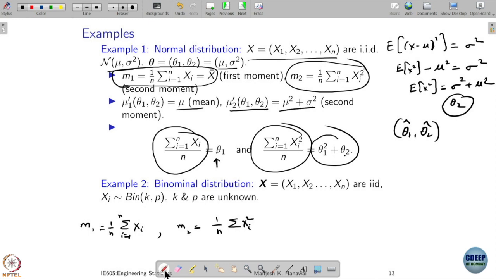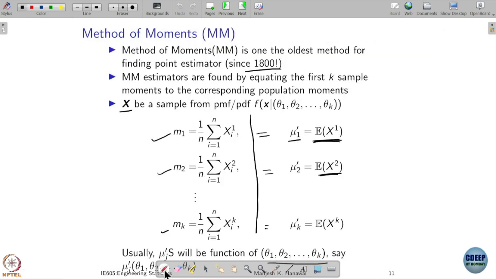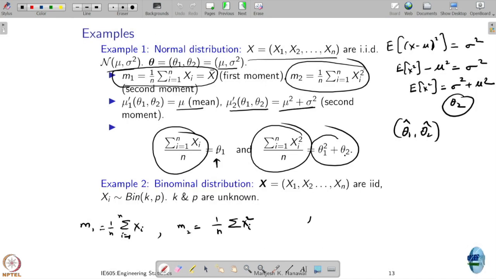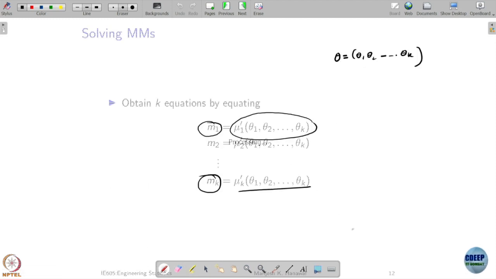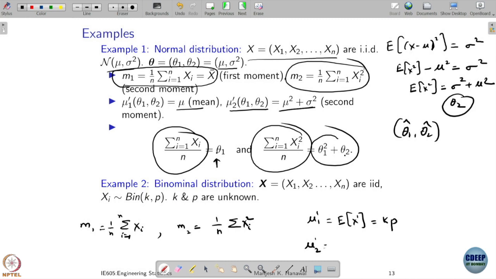Now I want this quantity here, mu1 prime. Mu1 prime is nothing but the expectation of X, which is kp. And mu2 prime, I don't know why we have written prime here everywhere, is the true second moment. What is the true second moment of a binomial distribution? Kp(1 minus p).